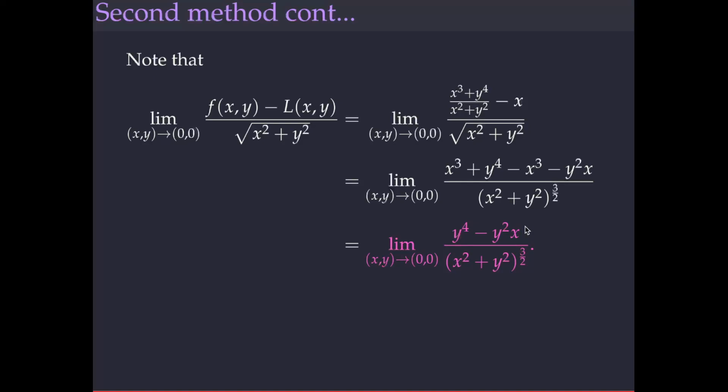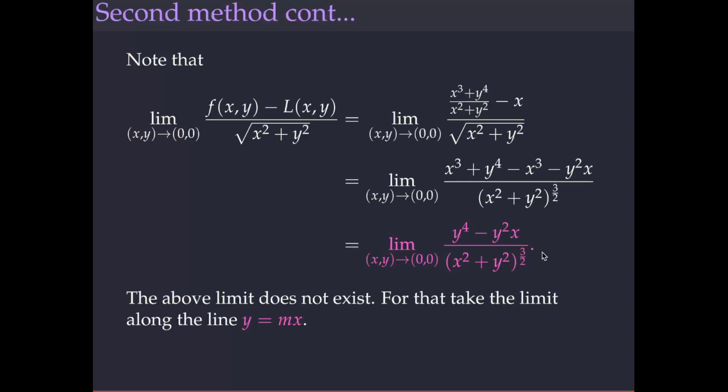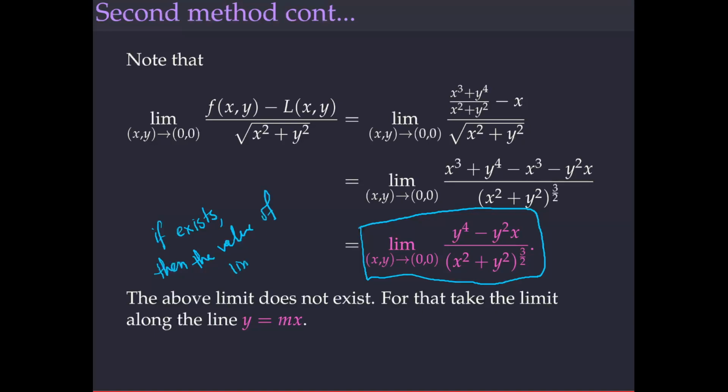So what I will show is that this limit does not exist, because if this limit does not exist, then we can conclude that the function is not differentiable at (0, 0). So the above limit does not exist. How do I show that? For that, we take the limit along the curve y equals mx. If this limit exists, then the value of the limit should be the same along all curves.